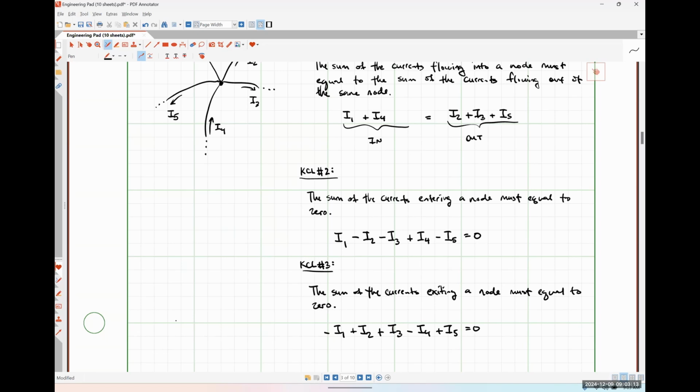So once again, all of these three different ways of looking at Kirchhoff's current law give us the exact same results. So I tend to just use whichever one makes the most sense to me at any given moment of time, depending on what it is that I'm looking for, okay? All right, so let's talk about applying this thing.